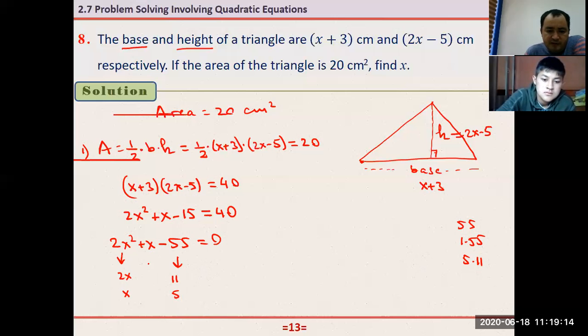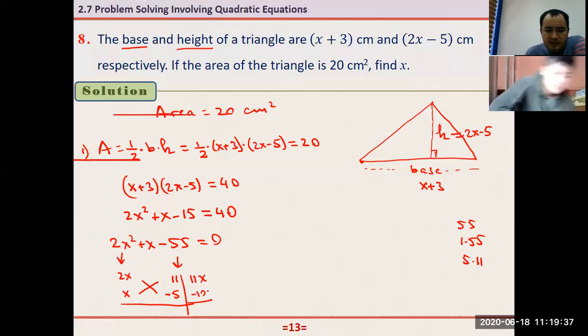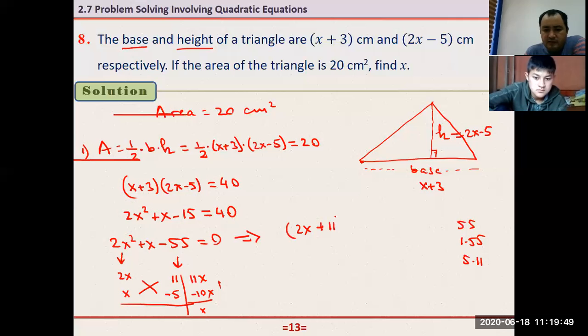But here it is minus, right? So the greater multiplication should be plus: 2 times 5 is 10, x times 11. So I should put minus here. Now make sure that 2x times x equals this, and 11 times negative 5 equals this. So no problem. Now we have to cross multiply, right? 11 times x is 11x, negative 5 times 2x is minus 10x. The sum is x. Fine. That means that I can factorize it as 2x plus 11 times x minus 5 is equal to 0.